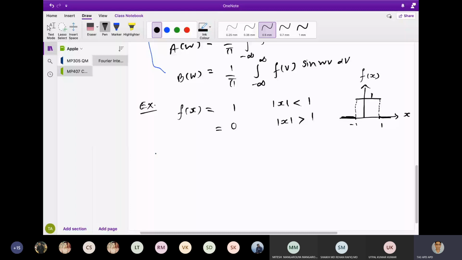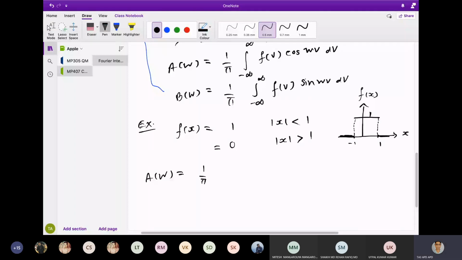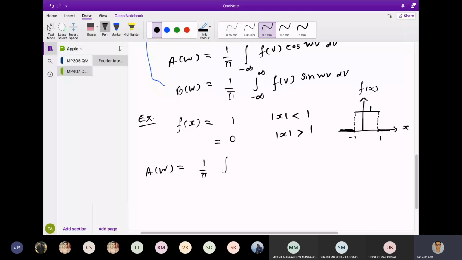Now let us find out A(w), which is equal to 1 over pi, this formula here, integral from minus infinity to plus infinity of f of v cos wv dv. Okay, let me just write it down. Now this equation will turn into an integral only between minus 1 to plus 1. Other than that, the function is actually 0. So from minus 1 to plus 1, the value of the function is 1. So this is simply cos wv dv.